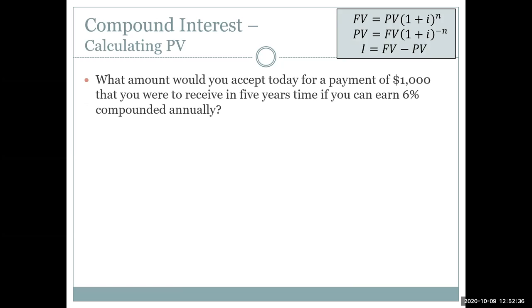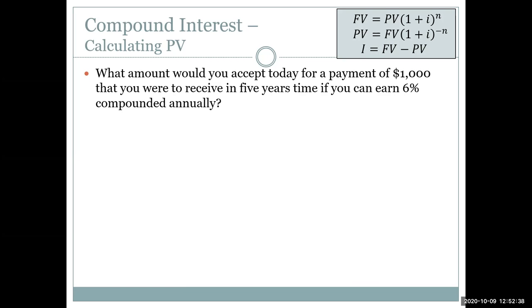All right, let's take a look at present value for compound interest. So present value: what amount would we accept today for a payment of $1,000 that you were to receive in 5 years' time if you can earn 6% compounded annually? So this $1,000 is something we would get in 5 years. So we're looking at, okay, I don't want to wait 5 years. I want to get something today. What amount would that be?